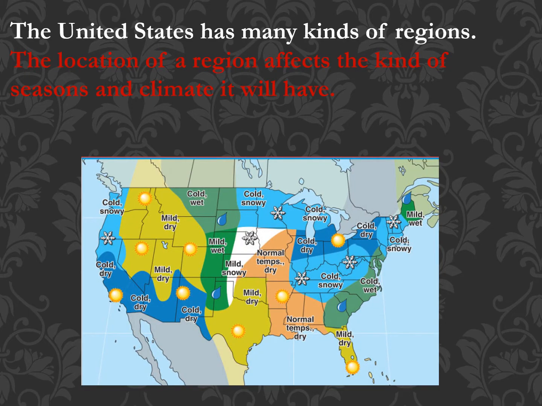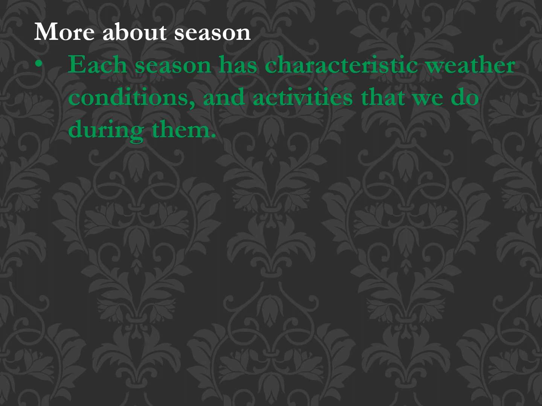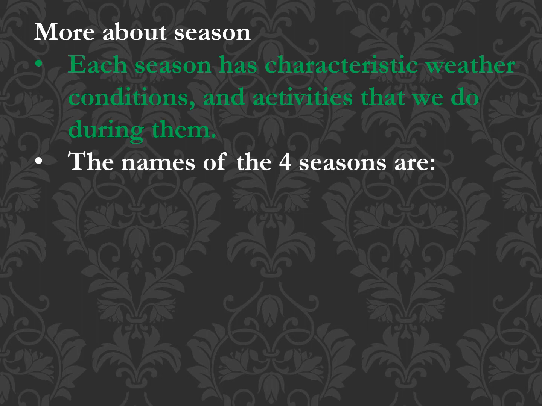The United States has many kinds of regions. The location of a region affects the kind of seasons and climate it will have. So, whichever place on the earth you are located, it will determine what kind of weather it has. Let's understand this further. Each season has characteristic weather conditions and activities that we do during them. The names of the 4 seasons are winter, spring, summer and fall.